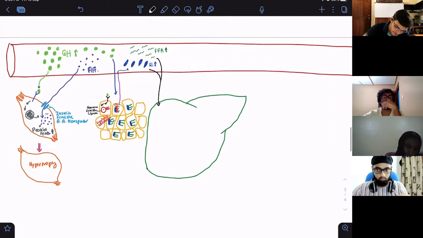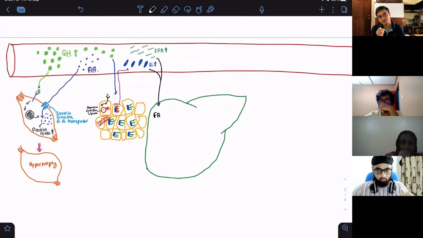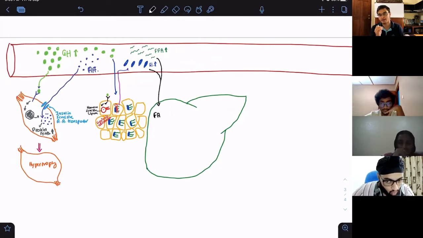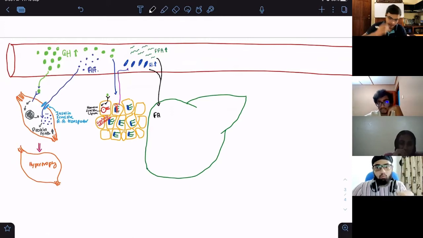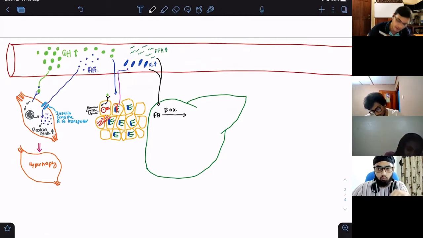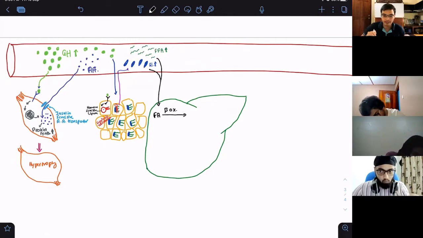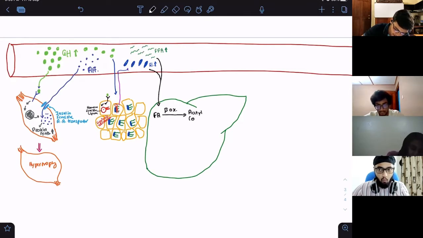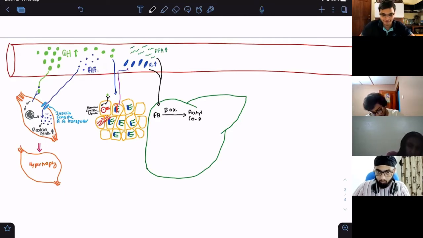Let's see what is happening. Fatty acids, when it comes to the liver, what is the pathway to break down fatty acids? Have you all heard? Beta oxidation. Beta oxidation is going to happen. What is it going to produce? Acetyl-CoA. Now these are biochemistry. Supposed to be recall, but I mean, it's okay.